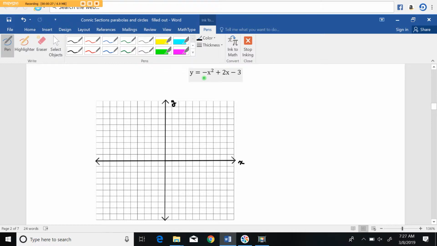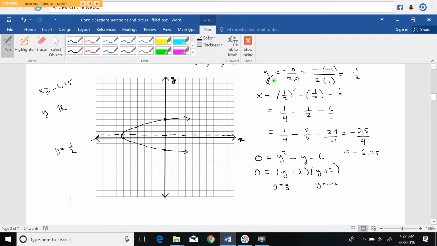First thing we'll do is go after the coordinates of the vertex. The x coordinate, oh, what happened there?